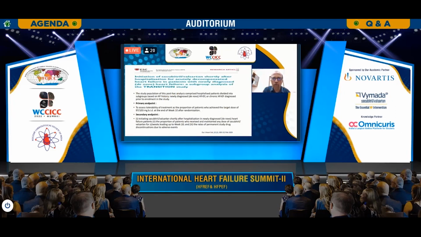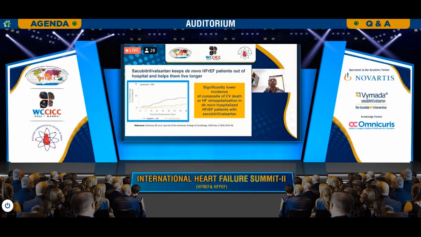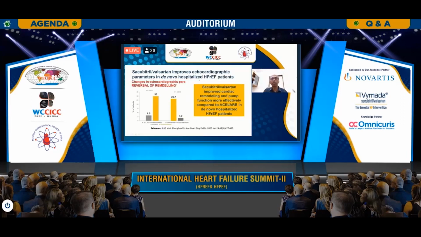The TRANSITION study exactly showed us that treatment of de novo heart failure patients with GDMT initiated in hospital does wonders to the mortality and rehospitalization rates of these patients. So sacubitril/valsartan keeps de novo heart failure patients out of hospital and makes them live longer. It also improves echocardiographic remodeling and causes reversal of remodeling. Left ventricular volumes come down, left ventricular dimensions come down, LA volume comes down, wedge pressures come down. That is a surrogate of E by E prime, and even LA strain values improve in de novo heart failure patients who are treated with ARNI.